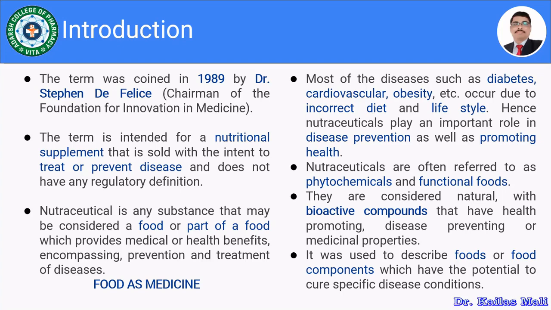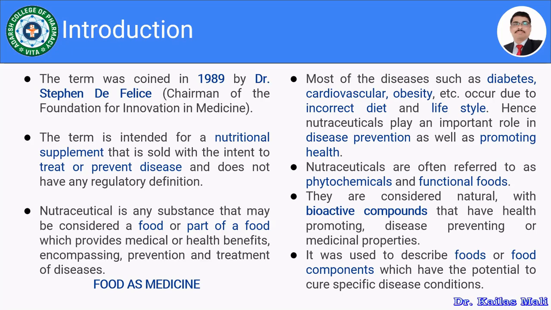So these are generally referred to as phytochemicals or functional foods, and they are considered natural, with bioactive compounds. Listen carefully. They have health promoting properties, they are going to prevent disease, or they might have certain medicinal properties. For example, turmeric, garlic, chicory, onion, and so on. What not? There are so many things. So the term was used to describe food or food components which have the potential to cure specific disease conditions.